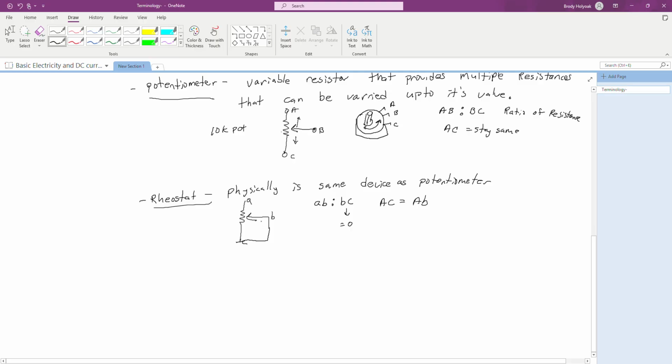The rheostat turns it into a single output or single option with 1 resistance that is variable.